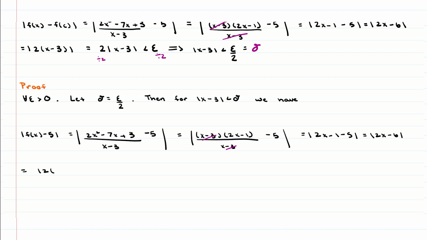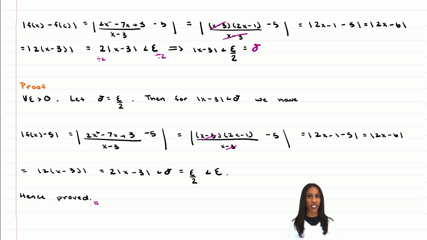Factor out 2 to the outside of the absolute value. At this point, we can say that 2 times the absolute value of x − 3 is less than 2 times delta, because we've already identified delta as epsilon over 2, and that equals epsilon. Hence, we've proven that the limit as x approaches 3 of (2x² − 7x + 3)/(x − 3) does indeed equal 5.